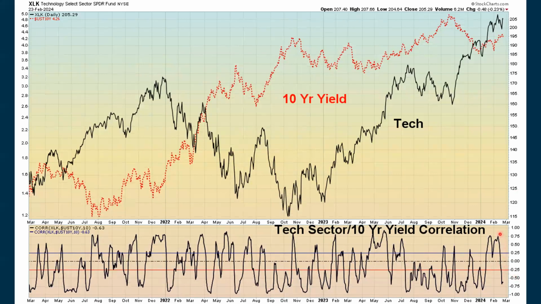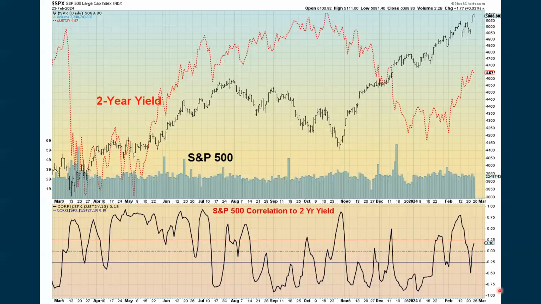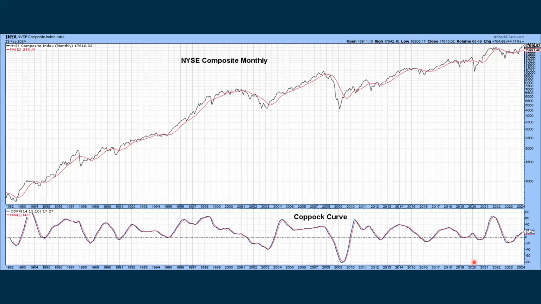When we get a high reading, that means they're going in the same direction. The lower the reading, the more that they're going in opposite directions. And we look at another yield of the S&P to the 2-year yield. This is neutral right now. Then some longer term charts.